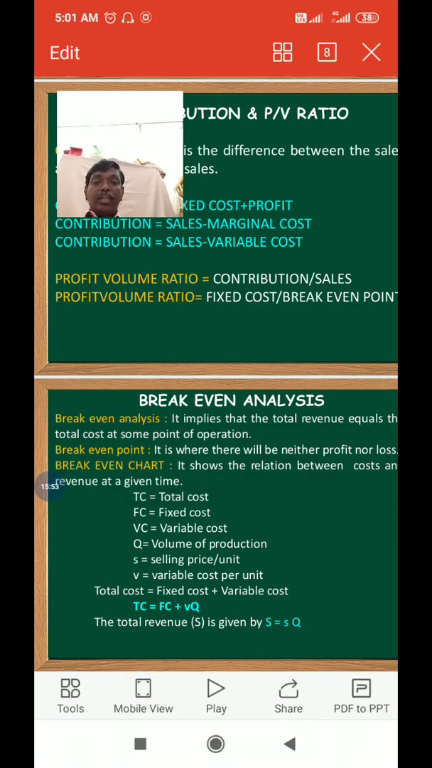And then the break-even chart shows the relationship between cost and revenue of a given time. Total cost is denoted by TC, fixed cost FC, and variable cost VC. Q is the volume of production, small s is selling price per unit, and V is variable cost per unit. The total cost equals fixed cost plus variable cost, that means TC equals FC plus V into Q. The total revenue, capital S, equals s into Q, where Q means volume of the production.